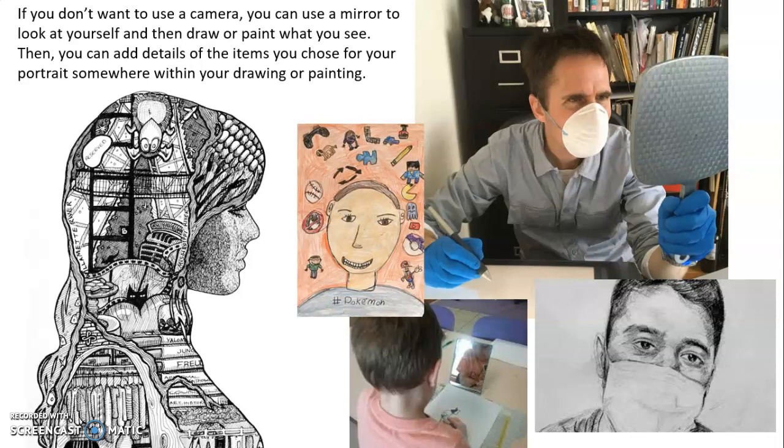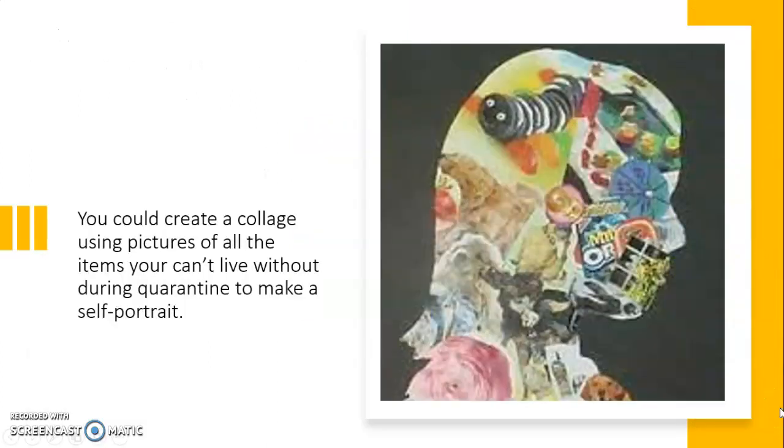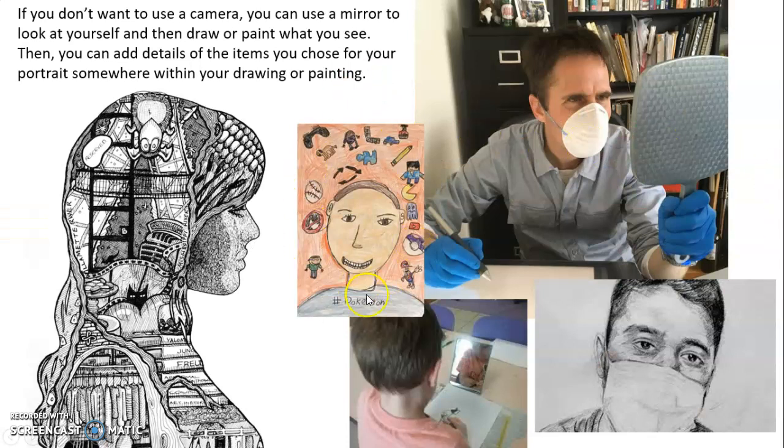There's an example, let me go back. Right here in the middle, there's an example of someone who drew the items that were important to them around the outside. And another way you can do it is actually get a little more creative and put the items right inside of the portrait like this artist did. There's a lot of different things you could think up.